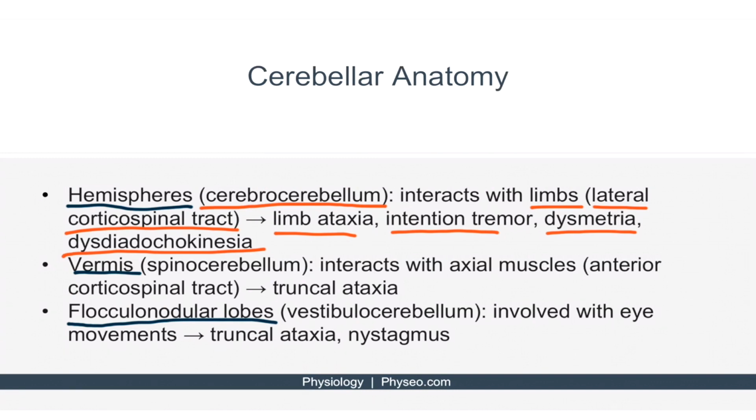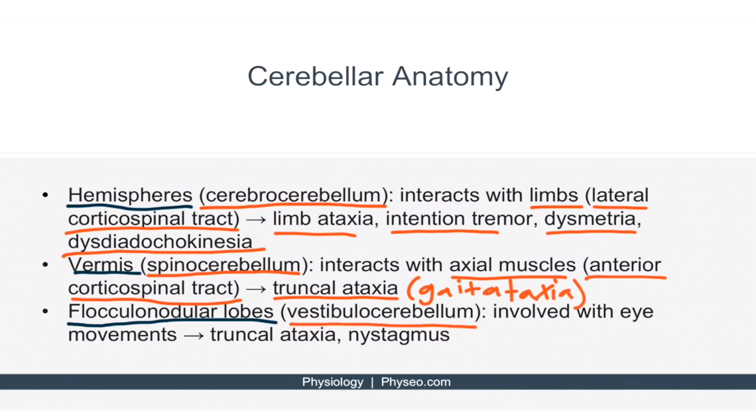Now, the vermis can be called the spinocerebellum, and this interacts with the axial muscles, so the anterior corticospinal tract. And if you damage this, you can get truncal ataxia, or ataxia while walking, gait ataxia. Now, the flocculonodular lobes can be called the vestibular cerebellum, and it's involved with eye movements. And if damaged, you can get truncal ataxia, just like with a vermis damage, and you can also get nystagmus.